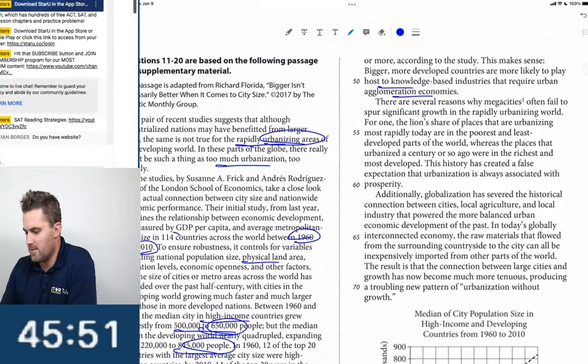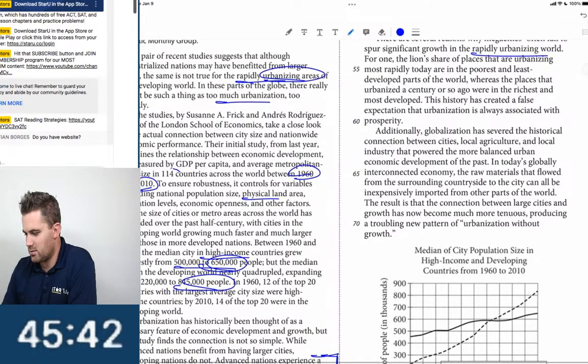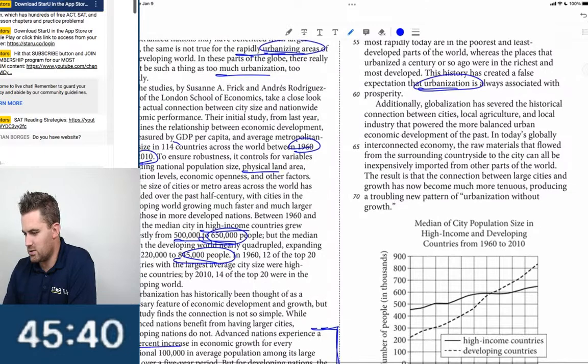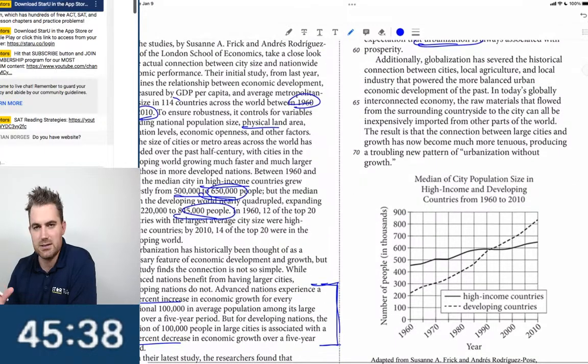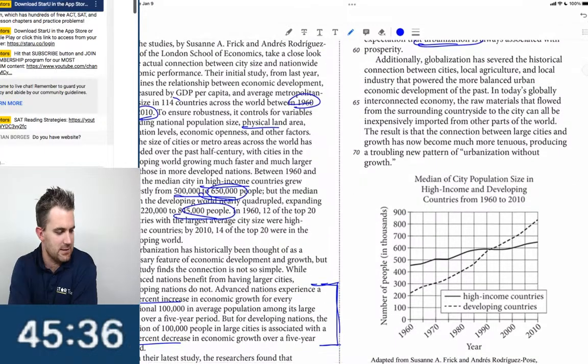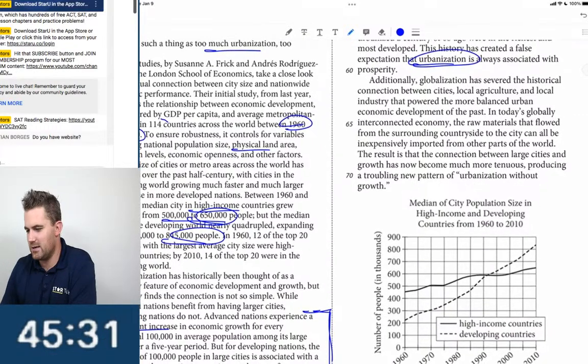There are some reasons why megacities often fail at this. Urbanization is always associated, so it's got to be a hybrid, right? It's a balance. Thumbs up, guys, if that makes sense. For anybody that's joining us, thumbs up if that makes sense. So it's a balance here with what we're reading.